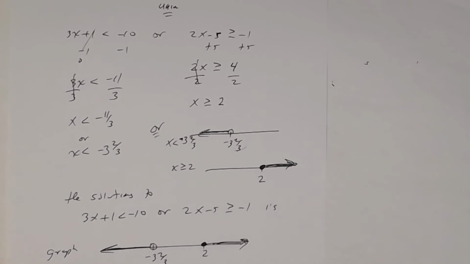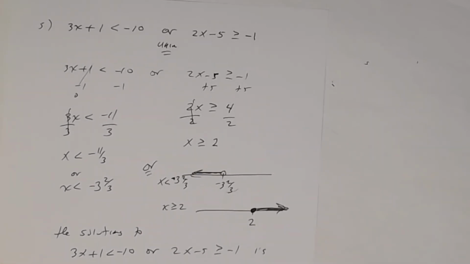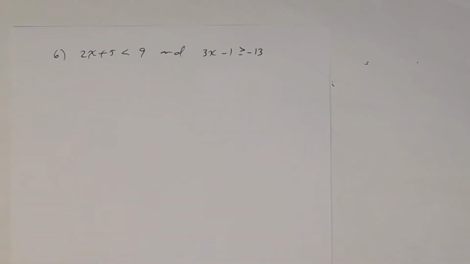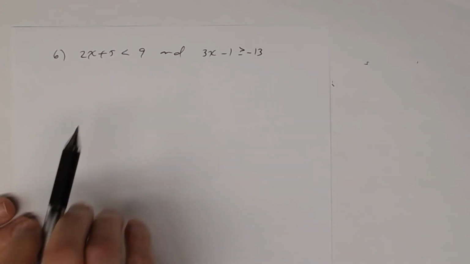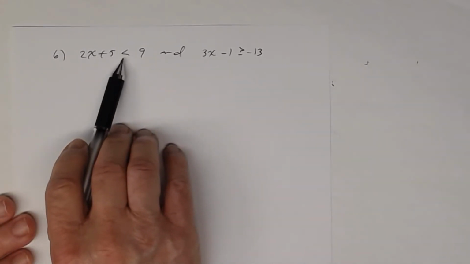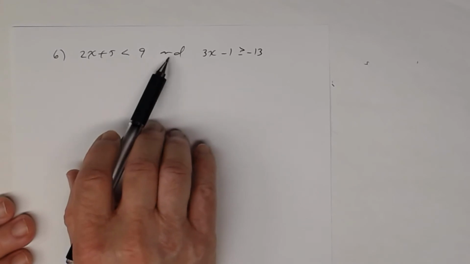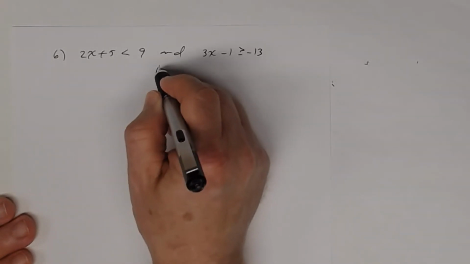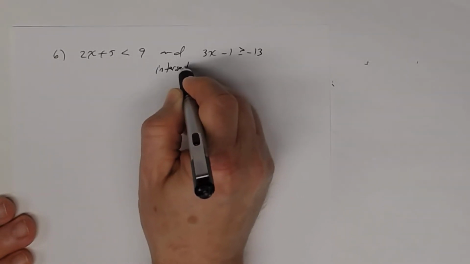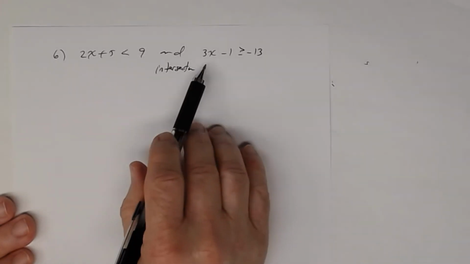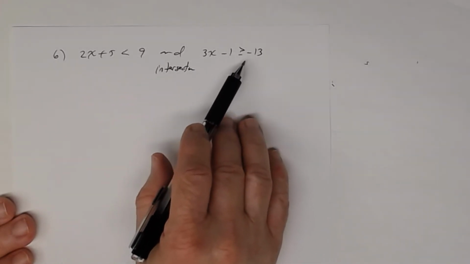Okay, let's look at number 6. So number 6, we have 2x plus 5 is less than 9, and, so notice it's an AND statement now. So remember, when you think of an AND statement, you think of intersection, all right? So, and 3x minus 1 is greater than or equal to -13.